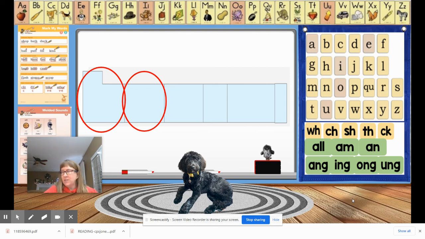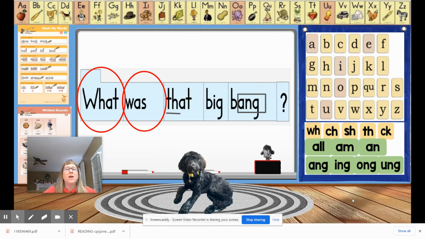Okay, let's check your sentence. What was that big bang? Did you remember to underline the digraph and box our glued sound?